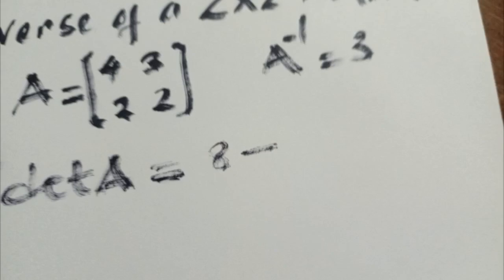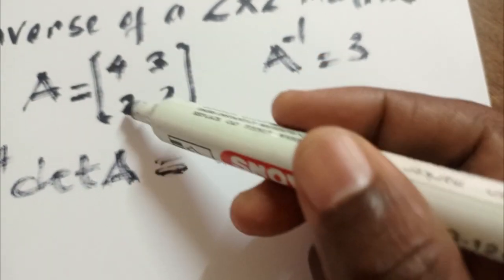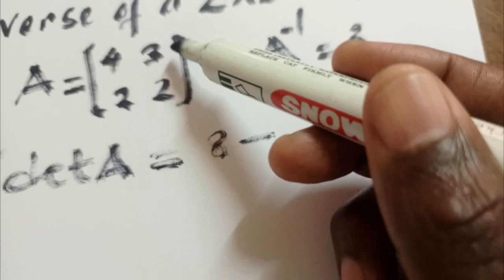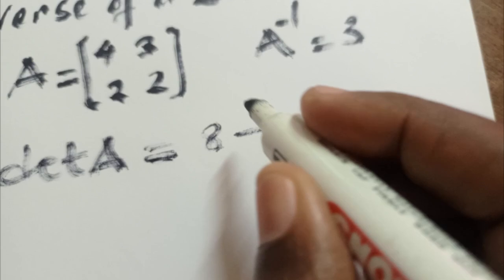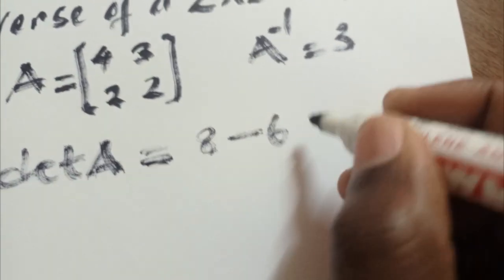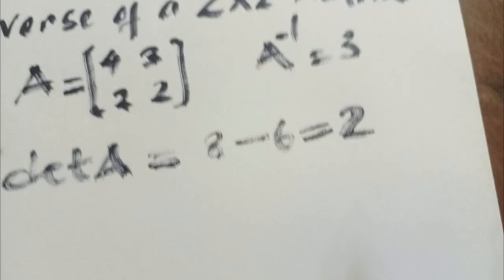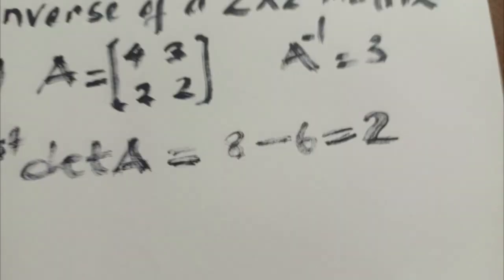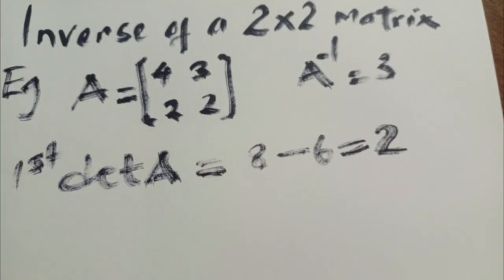And then we subtract the product of the elements in the other diagonal. This other diagonal is just referred to as the other diagonal. So we have 8 minus 2 times 3, which in that case will be 6. So the difference is 2. 2 is the determinant of matrix A.